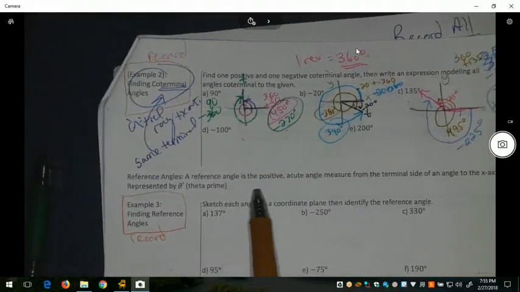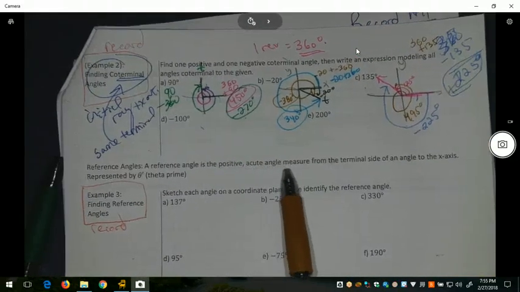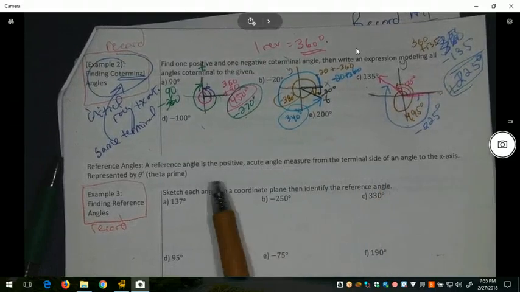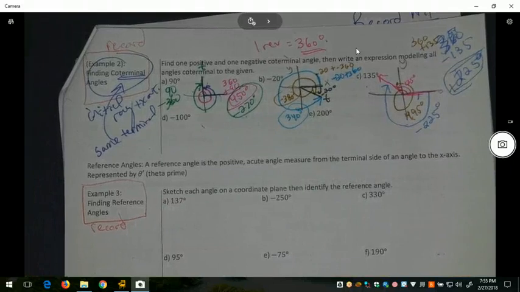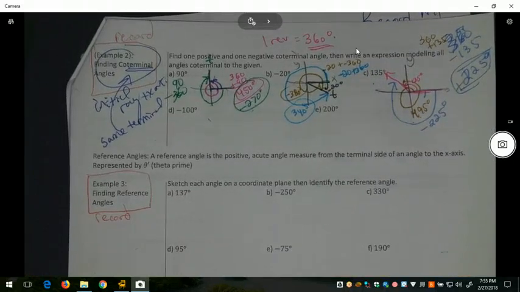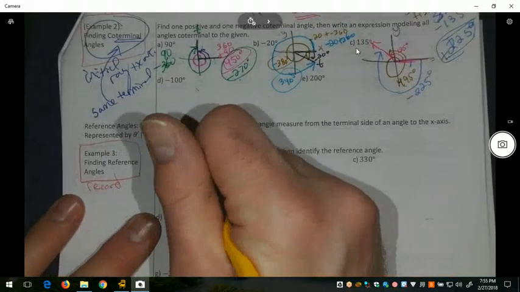So that's the idea behind why we are doing reference angles to begin with. Reference angles. A reference angle is a positive acute angle measure from the terminal side of a ray to the x-axis, represented by theta prime. I wrote it as theta, but it will be theta prime. So let's practice just drawing this, because eventually we're going to have to solve trigonometric ratios using it.